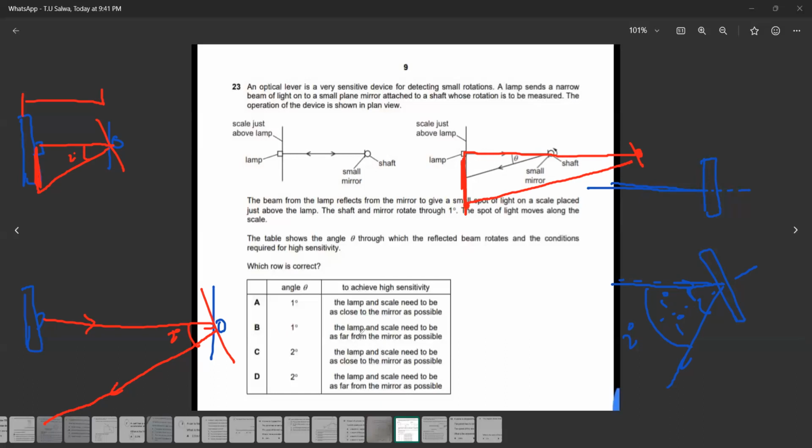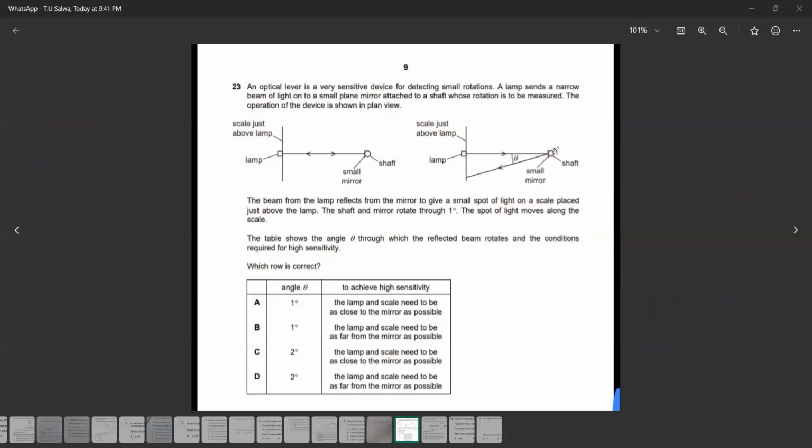Spacing between the shaft and the lamp is increased. As a result, the reflection spot will be far from the center position. So we can measure that change easily, how much the length changes. Like here, in this case, say this was 1 meter. And when we measure this, maybe 20 centimeter.